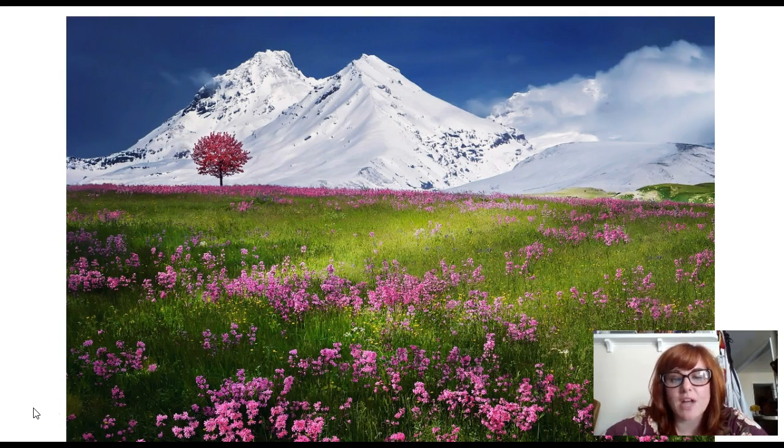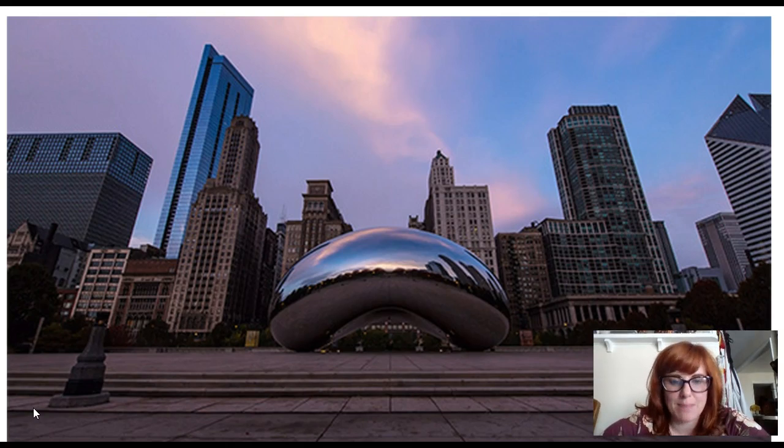So for example, if I was talking about the site of this specific location, I would say there are mountains in the horizon. There's a field of beautiful purple flowers, right? We're describing the things that we can see, so we are describing the site. This is a picture of Millennium Park in Chicago. So I would say the site is we have this art piece called Cloudgate, also known as the Bean. That's what they call it in Chicago. And we have the Chicago skyline, right? So we're talking about this site.